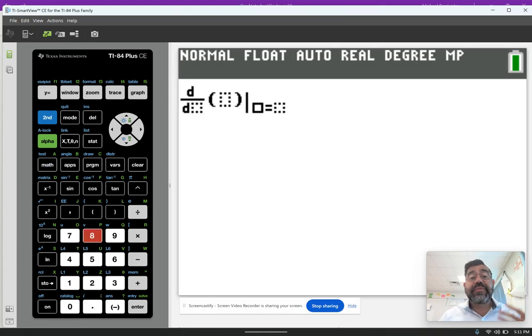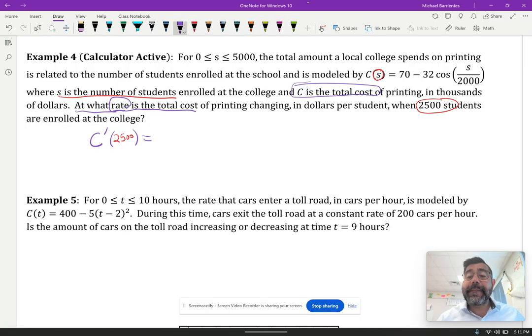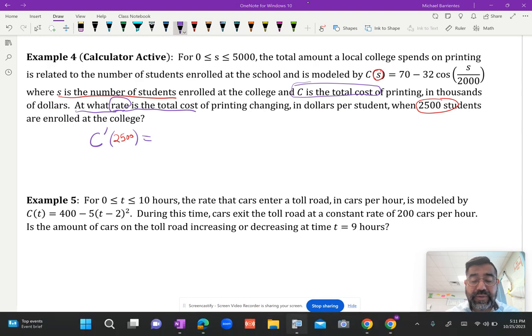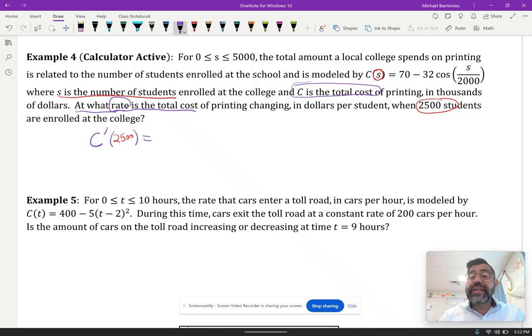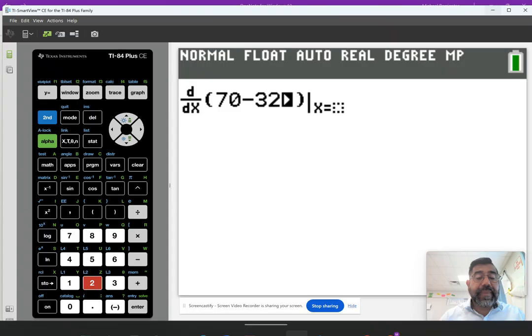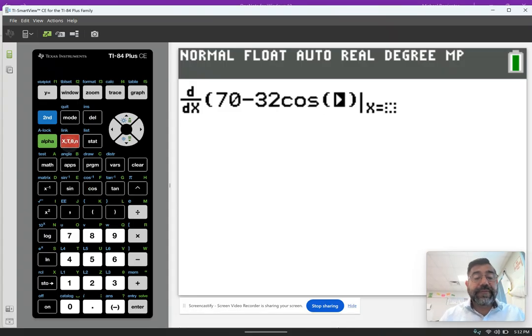It's going to ask for three things. What's the variable? Well, we're using S, but the quicker variable is to just press X. What's the function? Well, the function is 770 minus 32 times the cosine of S over 2,000. So 770 minus 32 times the cosine of, using the variable X, X over 2,000.